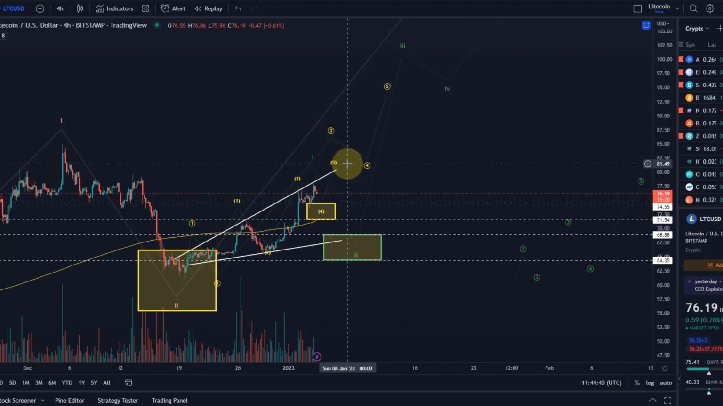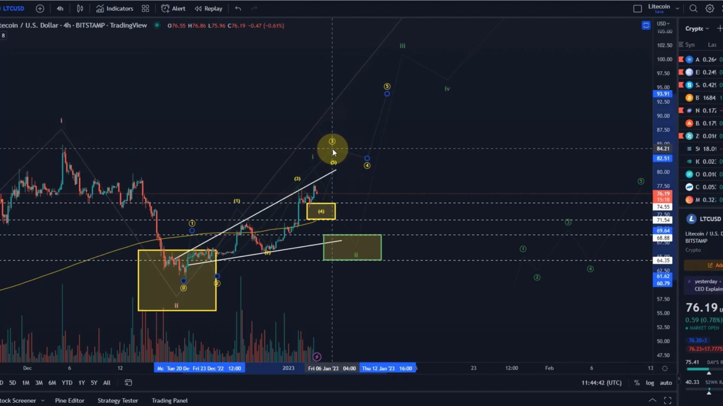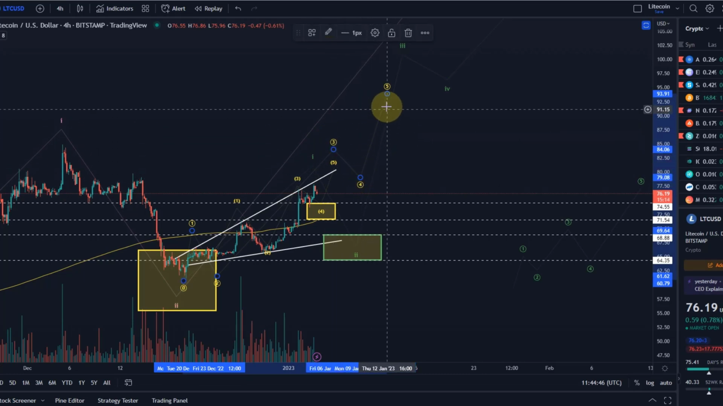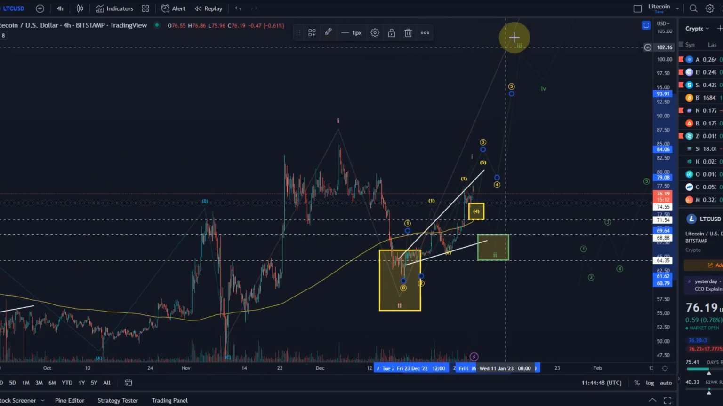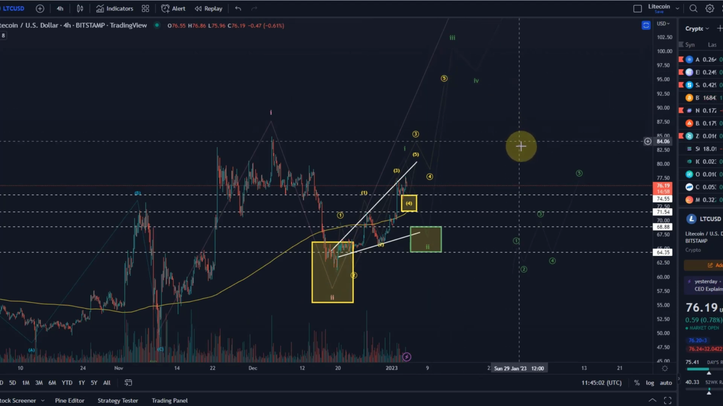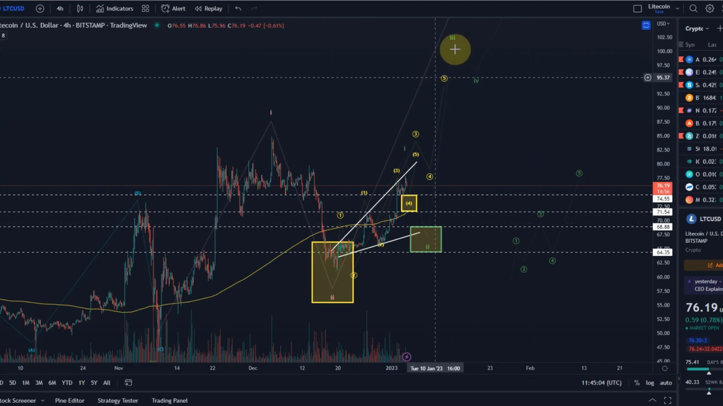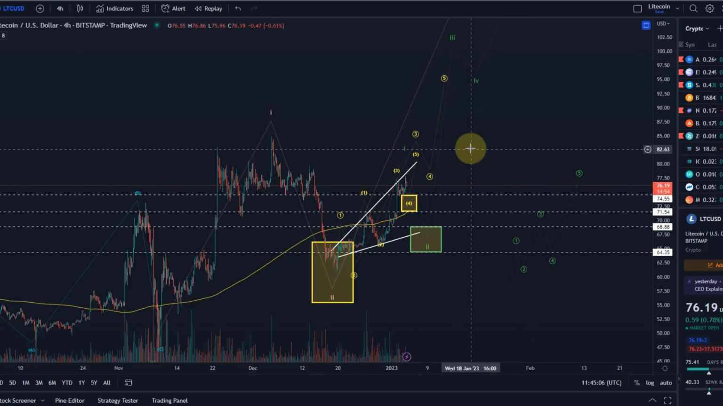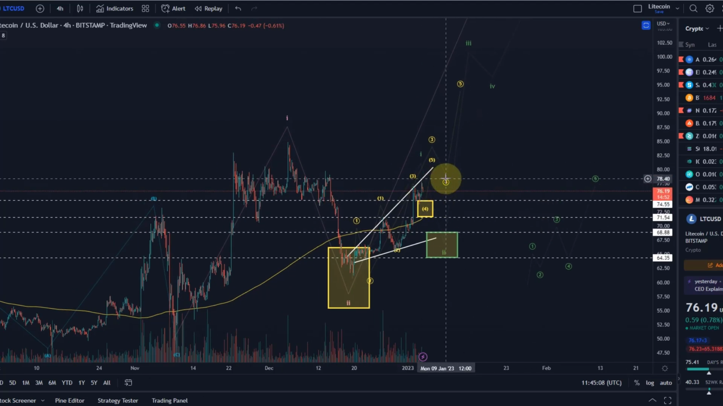In the yellow count, this would be only the third wave. Then we would come down in a fourth, which would be a shallow retracement, and move higher in a wave 5. And then we can take it from there. This would then complete a wave 1, and we would then come down in a wave 2 in the bullish case. So that's the immediate bullish case.